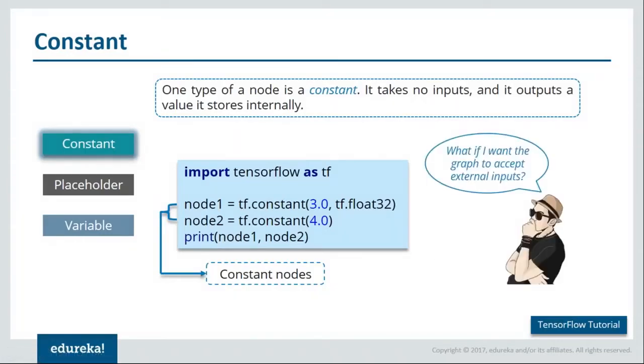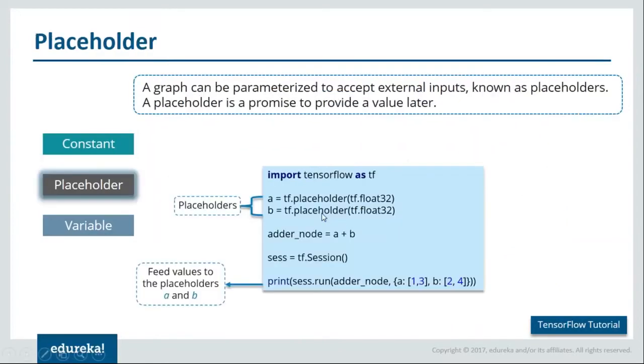Now what if I want my graph to accept external input? Let me explain that with an example from our use case. Here we want the features to be fed to the graph. That we cannot do with the help of constants. For that, we need placeholders. A placeholder is nothing but a promise to provide a value later.